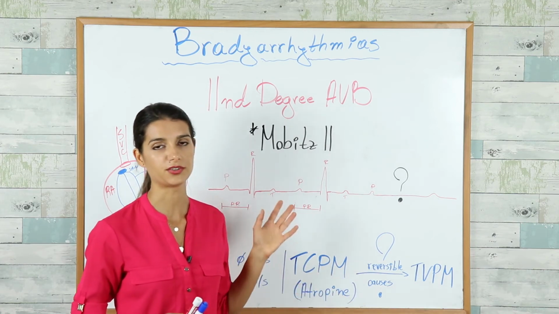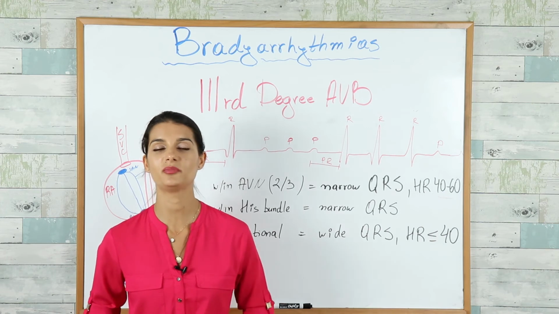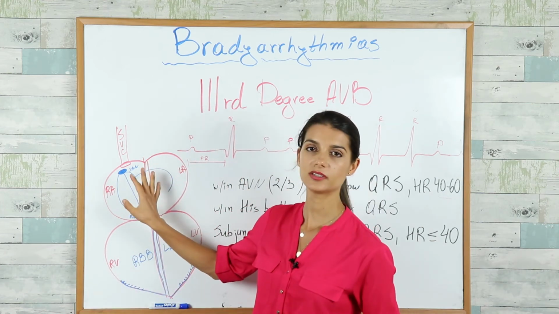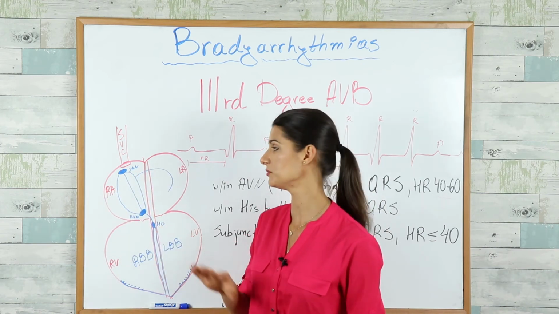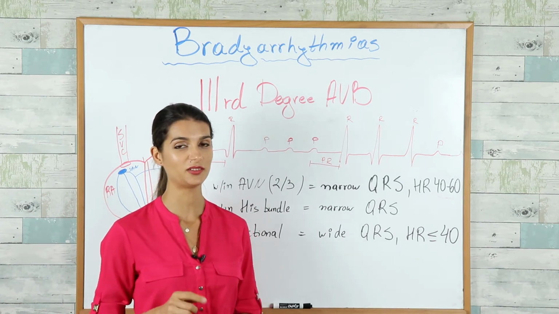Once you have ruled out reversible causes for Mobitz 2, then you have to implant a transvenous pacemaker in all patients. In third degree AV block, what we observe is complete dissociation between atrial and ventricular depolarization. So the atria are contracting on their own, the ventricles are contracting on their own, everyone is doing their own thing separately. The EKG in third degree AV block can be a little tricky.